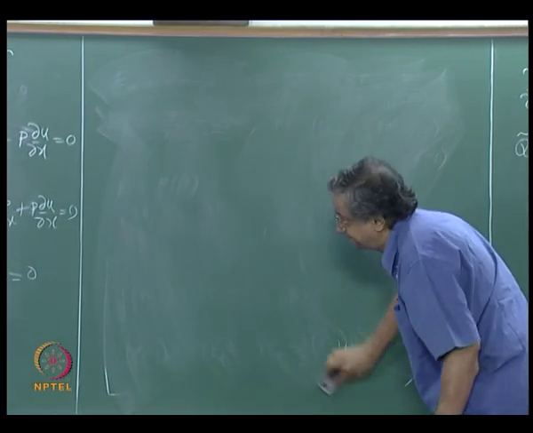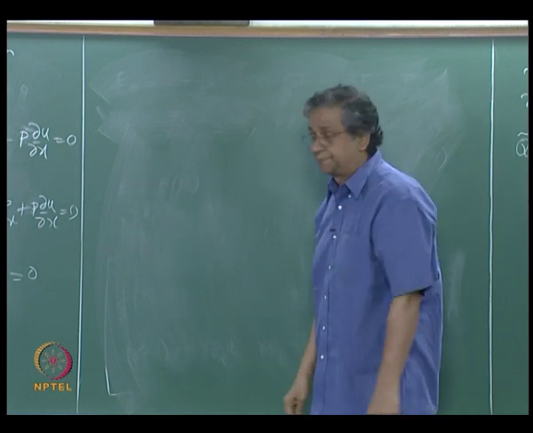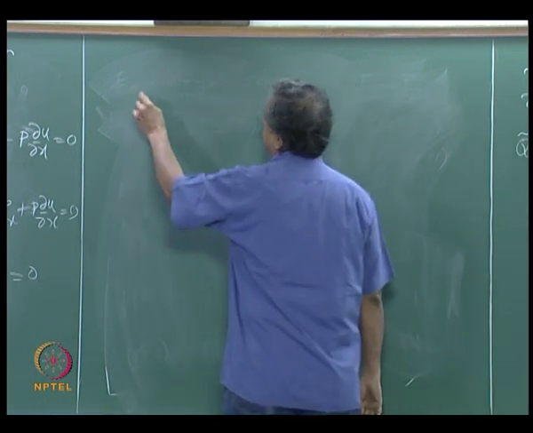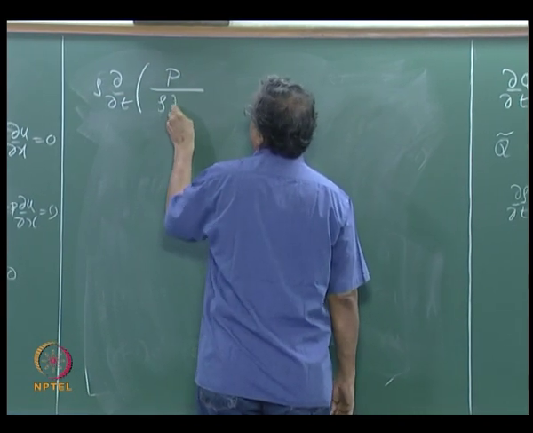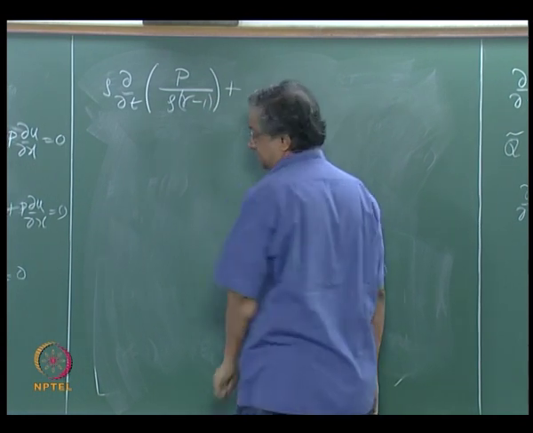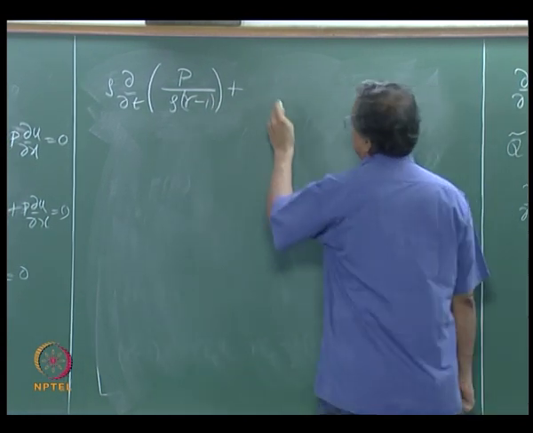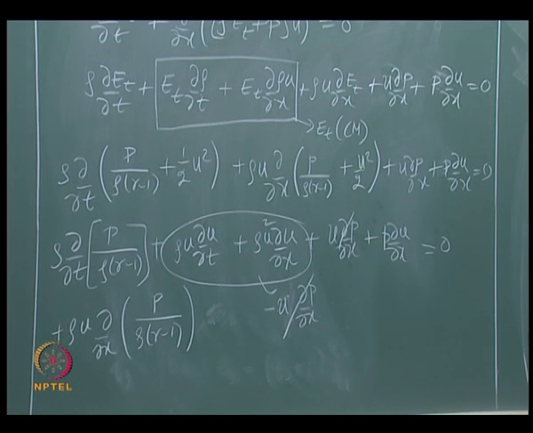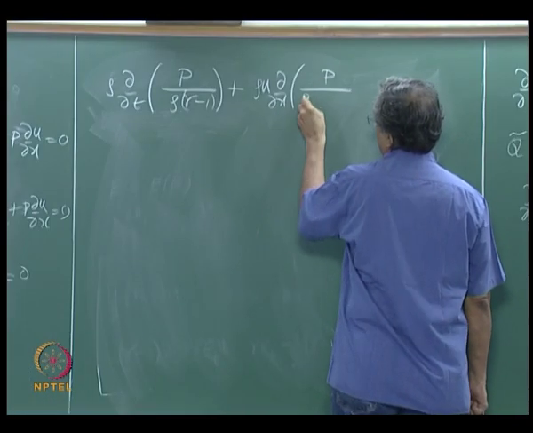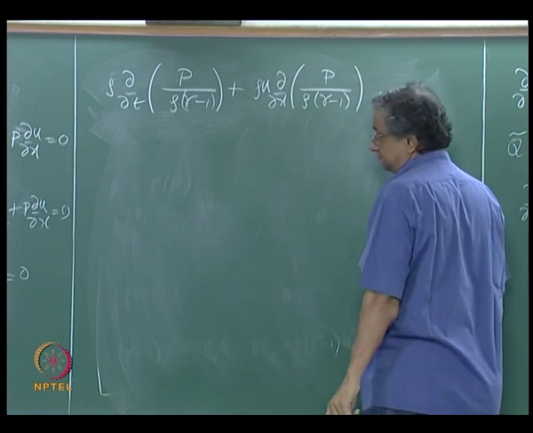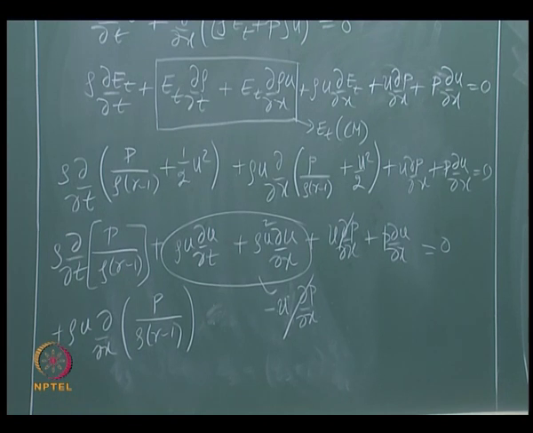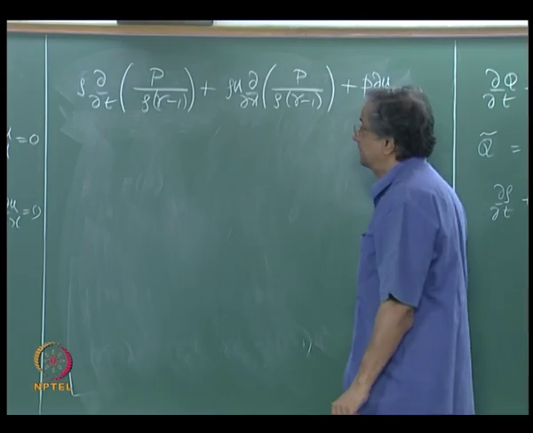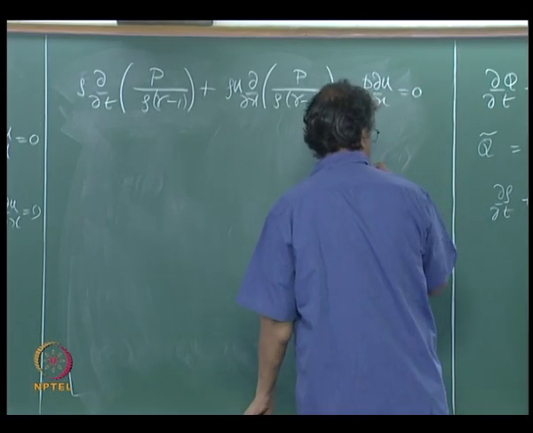What are the terms that we are left with? We will just collect them before we simplify further. Rho ∂/∂t of p/ρ times (γ−1), plus rho u ∂/∂x of p/ρ times (γ−1), plus p ∂u/∂x equals 0. Just make sure I have not made any silly mistakes, that looks fine.